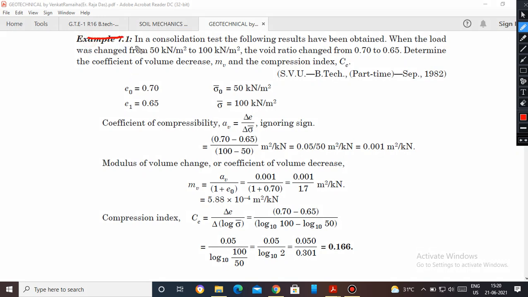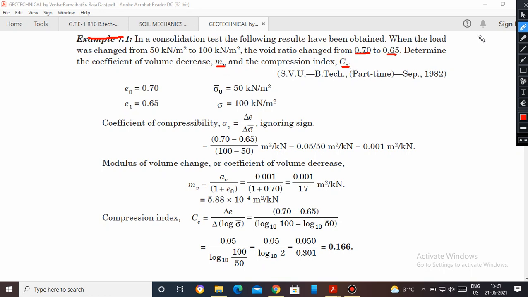Coming to the problem, this is the problem. In a consolidation test, the following test results have been obtained. When the load was changed from 50 kN per meter square to 100 kN per meter square, the void ratio changed from 0.70 to 0.65. Determine the coefficient of volume decrease MV and compression index CC.